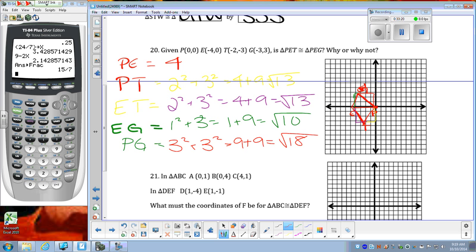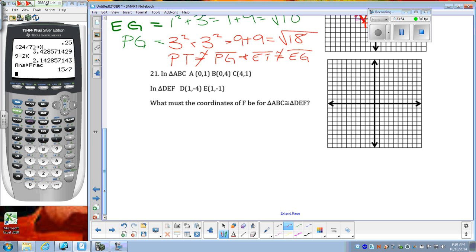All right, so then I look at my pieces. I know that PE is congruent to itself. So far, I have one pair of sides congruent. I know PT and ET are both congruent, but those are both in the same triangle, and I don't know anything else that's congruent. So these would not be congruent, because I only have one pair of sides congruent, because PT is not congruent to PG, and ET is not congruent to EG.